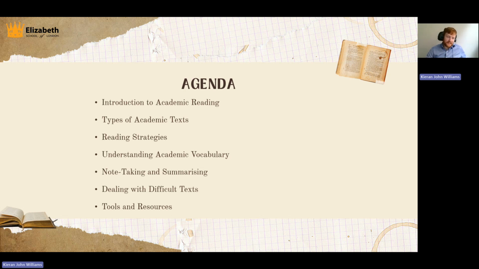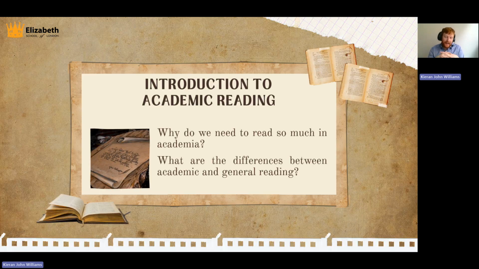Okay, so first things then, introduction to academic reading. A couple of reflective questions to begin with. So you may have just started your academic journey here at Elizabeth School of London. Maybe you're halfway through, maybe you're near the end. Who knows? Hopefully you know. And you will understand that academic reading is a must here because you're studying a bachelor's degree or something similar. So the first question to think of is, why do we need to read so much in academia? Okay, so have a little think about that one.